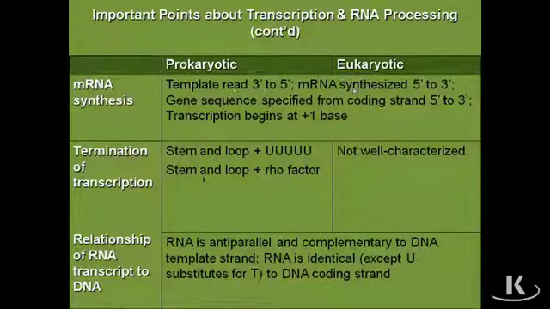In prokaryotes, there tends to be a stem loop sequence, maybe a poly-U region. There may be a stem loop sequence and a rho factor. It just depends. In eukaryotes, this is not well characterized. So one less thing for you to remember.